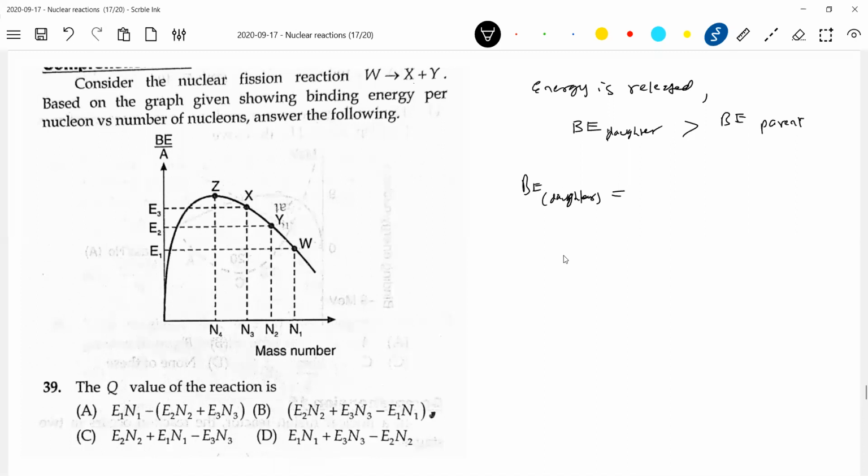Binding energy of the daughters. Where are the daughters? X and Y are the daughters. This is the parent. For the reaction W becomes X plus Y, okay, I'll proceed like this. What is the binding energy? Daughter X I will take first. What is the binding energy per nucleon? E3, and the number of nucleons is N3. E3 into N3. Plus next, daughter Y, E2 into N2. What is the binding energy of the parent? It is E1 into N1.